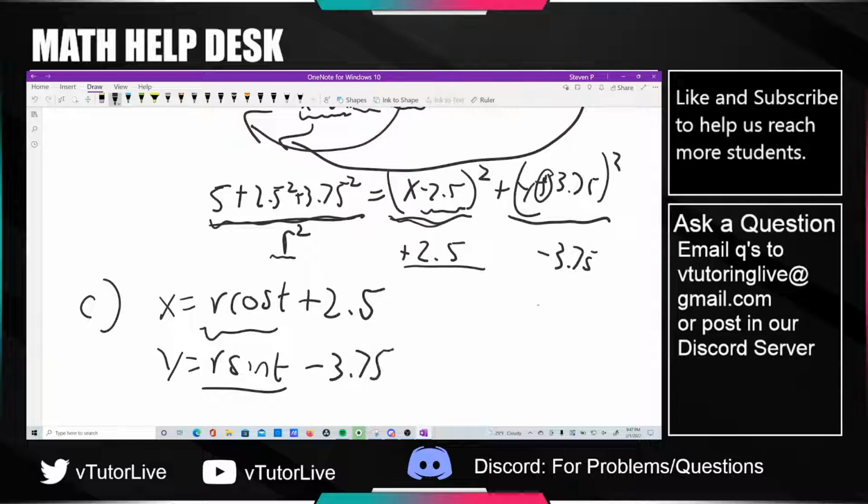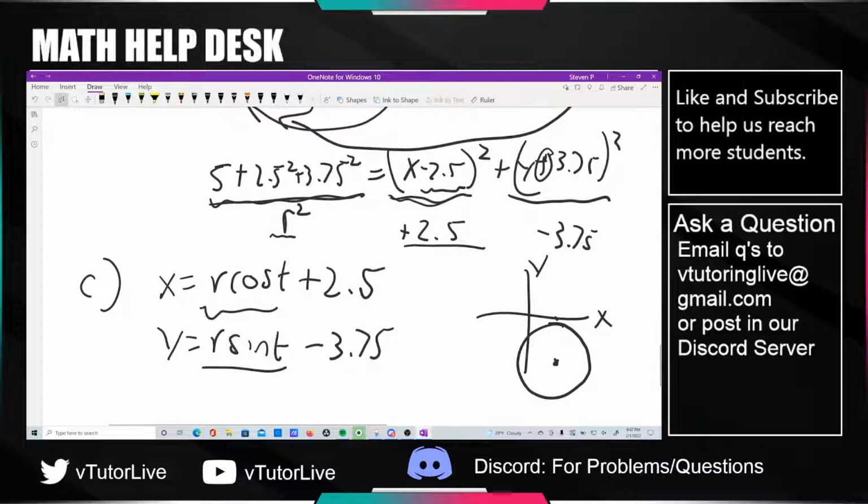Does that make sense? Drawing this out, this essentially looks like a circle, so if this is x and this is y, it's at 2.5 and minus 3.75 with a radius of whatever it is. So if you're representing this with r cosine and r sine, you also have to take into account the displacement, right? And that's what these terms are.